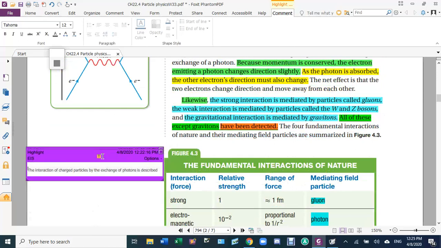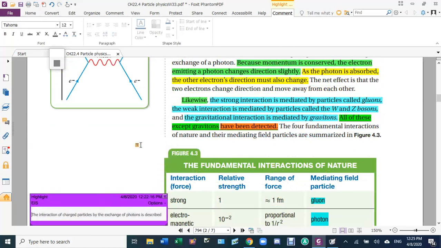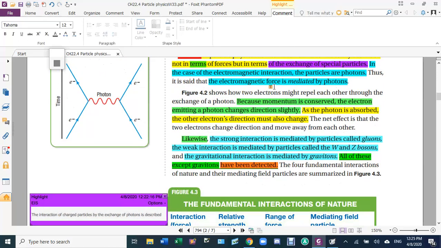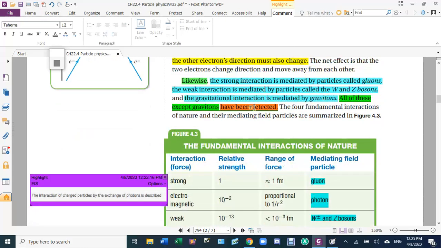Likewise, we explained before the electromagnetic force. Now we move to the strong interaction, which is mediated by particles called gluons. And the third, the weak interaction, is mediated by particles called the W and Z bosons. And the last, the gravitational interaction, is mediated by gravitons. All of these, except gravitons, have been detected.